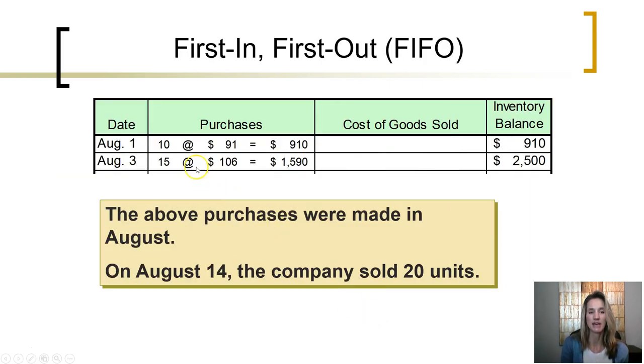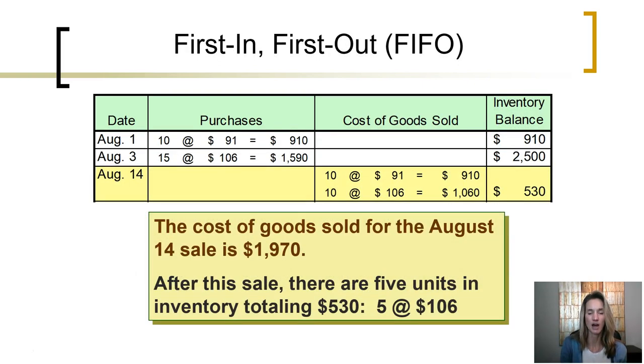So recall that they began August with 10 units that had a cost of $91, starting the month of August with $910 of inventory cost on hand. On August 3rd, another $1,590 worth of inventory was purchased, bringing their inventory balance up to $2,500. After those purchases had been made, on August 14th, the company sold 20 units. To figure out what cost is going to be assigned to those units sold for recording cost of goods sold, we are going to apply the first in, first out method.